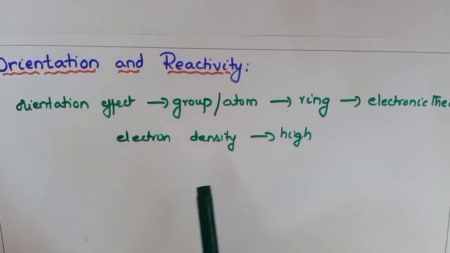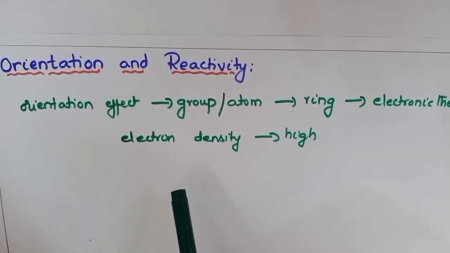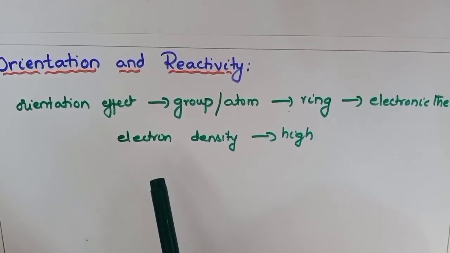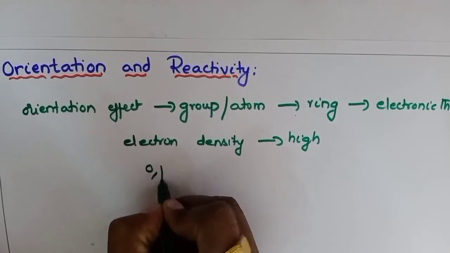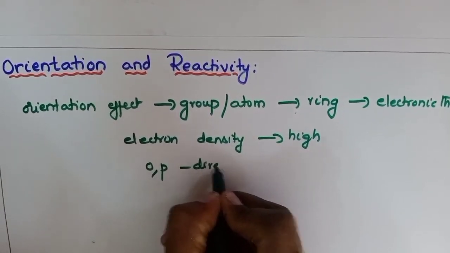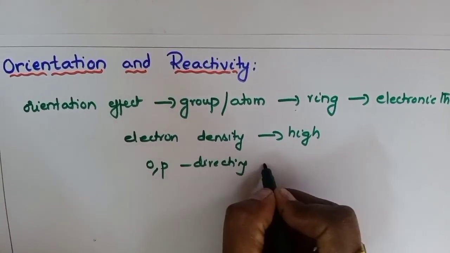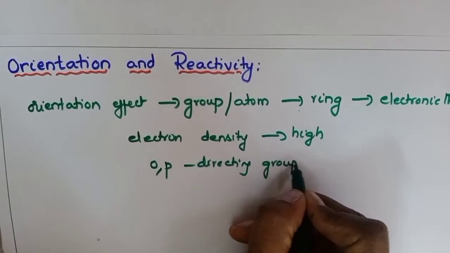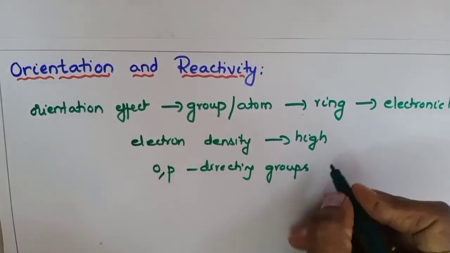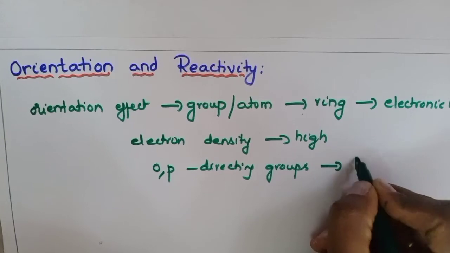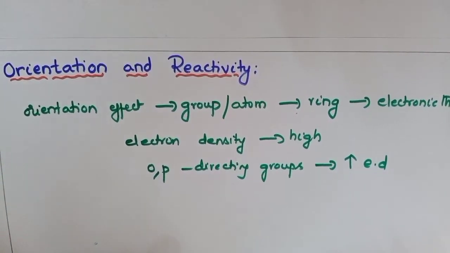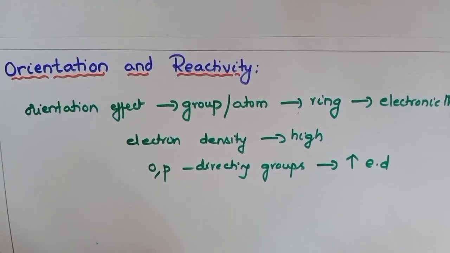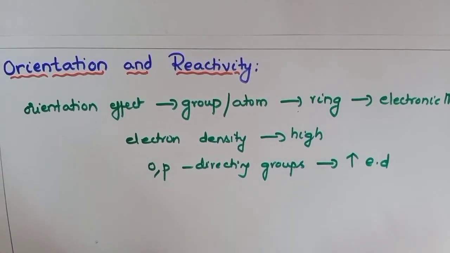So activating the benzene nucleus means what? They increase, as they are activating groups, look here students, ortho-para directing groups are also called activating groups. I told you, that means they increase the electron density in the benzene ring and hence facilitate further substitution.